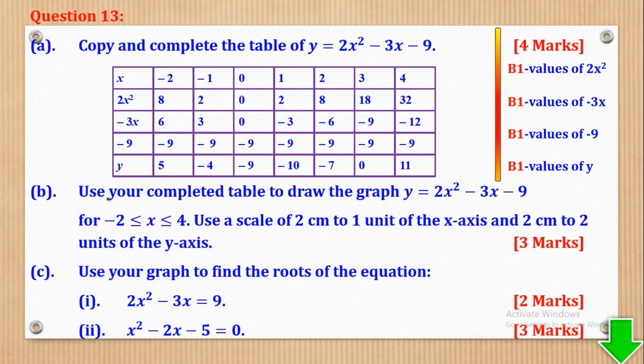Now we shall go to part B. Part B says use your completed table to draw a graph of y equals 2x squared minus 3x minus 9 for values of x greater than or equal to negative 2 but less than or equal to positive 4. In this case, they have given us the scale, so we have to maintain it. The scale says that 2 centimeters represent 1 unit on the x-axis, and 2 centimeters represent 2 units on the y-axis. So when the scale is given, you have to maintain it.